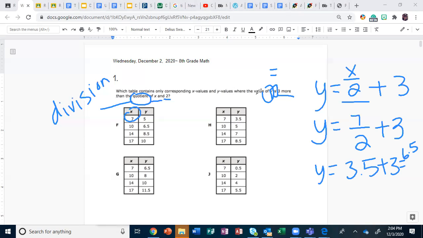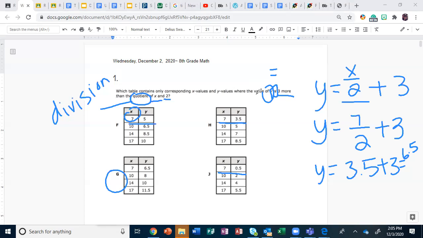It's A. G is equal to 5, 7 is equal to 3.5 on here, and this one is something completely different. So the answer should be A, but let's check to see if it's true.